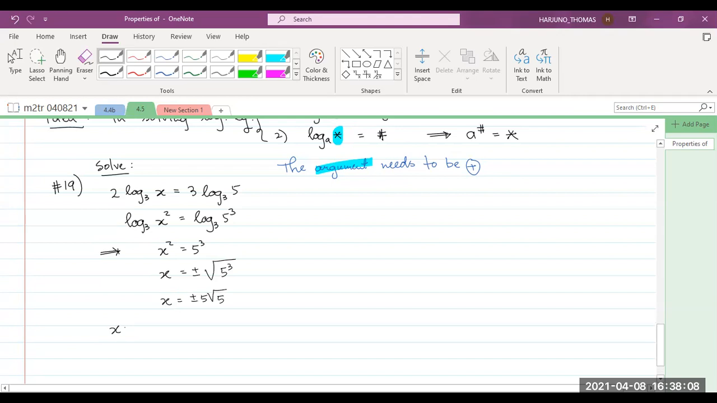Now you have two possible solutions here. 5 radical 5 is one of them. The other one is negative 5 radical 5. Now, you do a check. If x is 5 radical 5 here, will that be okay? The argument is positive, so we are fine, right? However, for this one, the argument is negative, so it is not fine. I have to cancel that. You see what I mean?